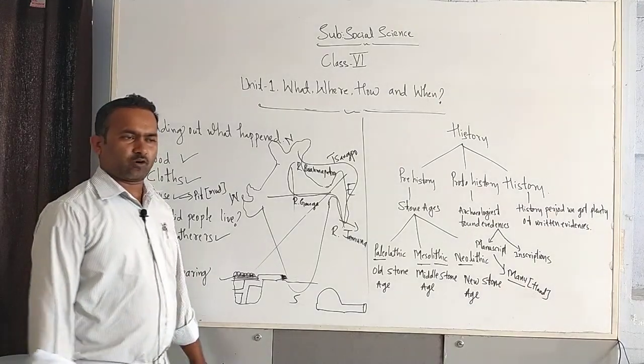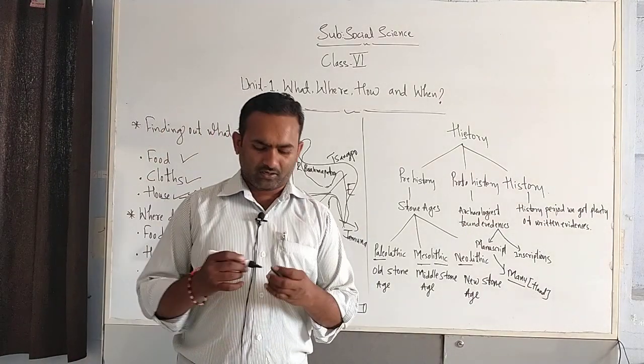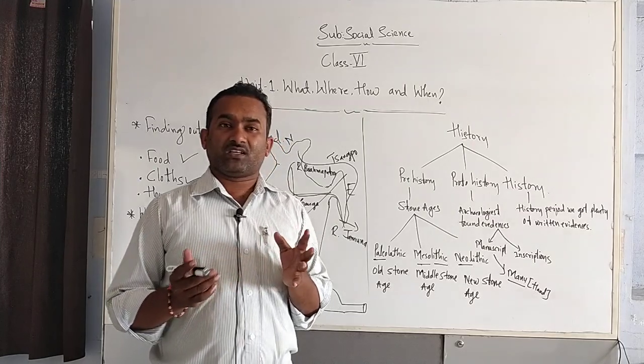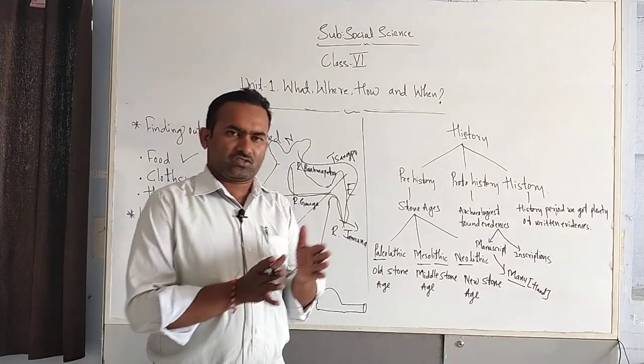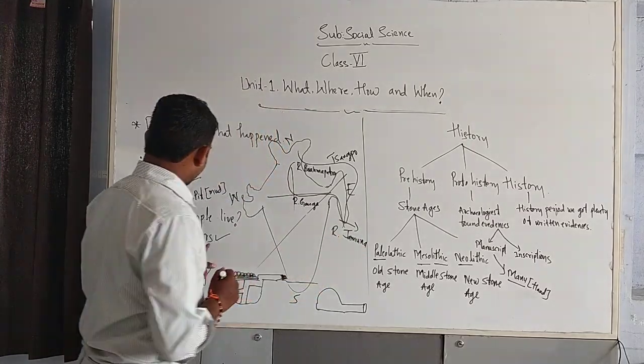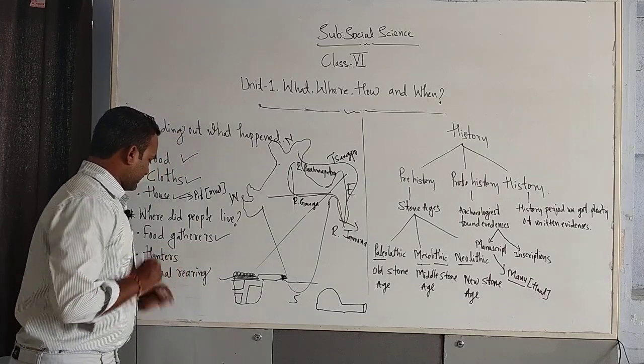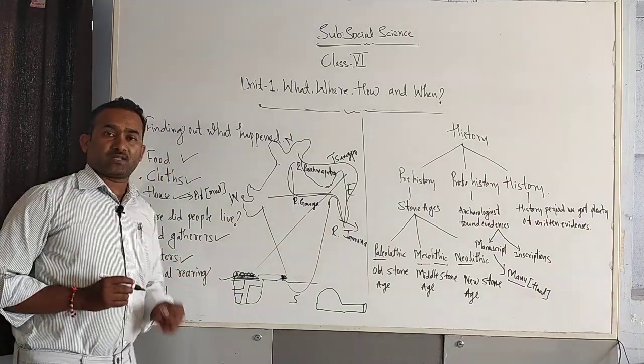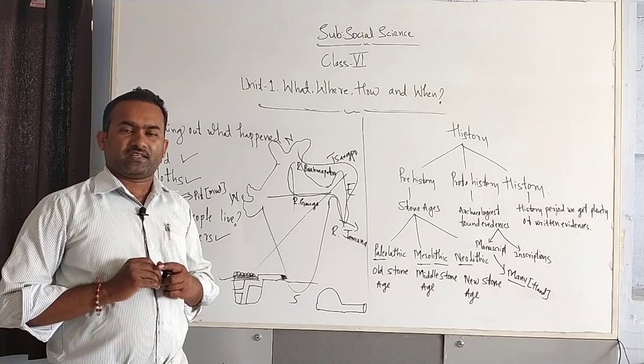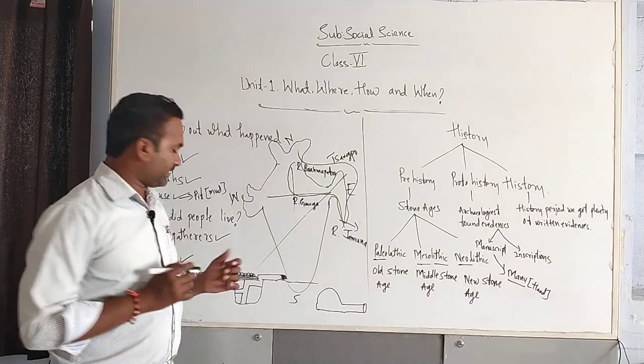Food gatherers: in ancient time, what did the people do? They collected different types of fruits and stored them in one place. So that also we can see here. And next it is hunters. In ancient time, most of the people were hunters only. They could hunt the animals. So that is what we can see here.